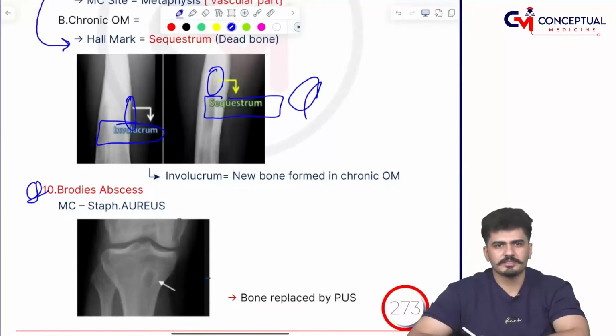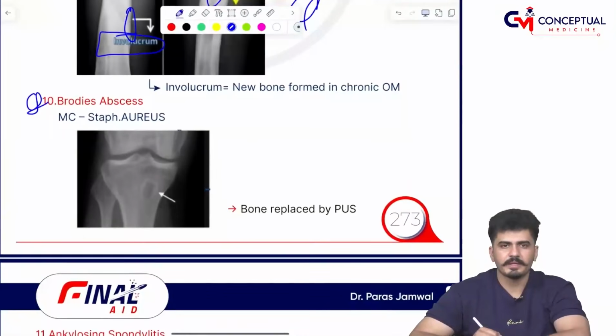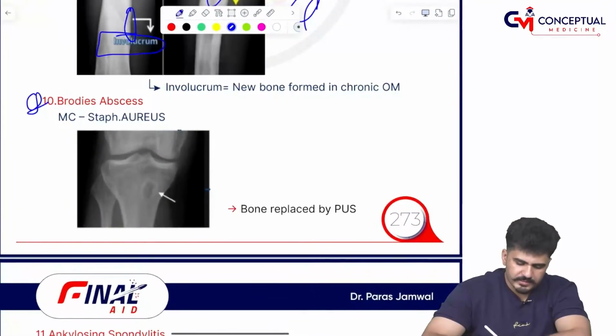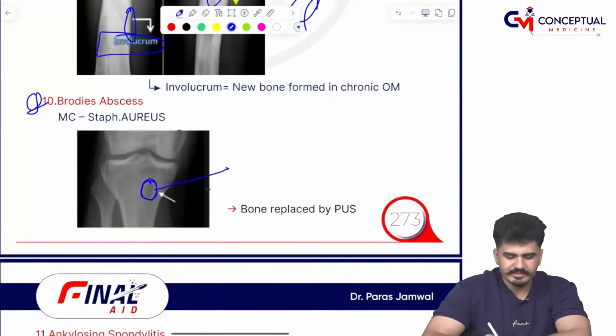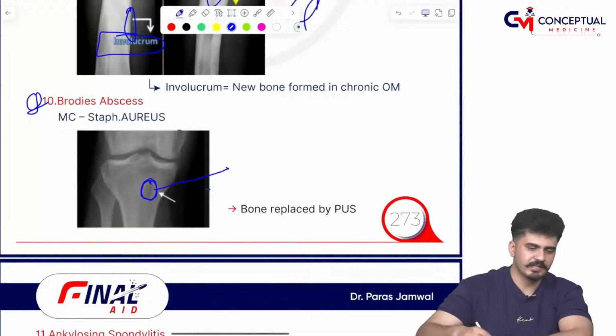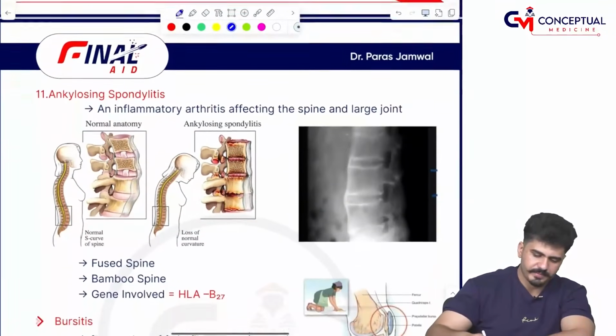Again, an infective organism, Staphylococcus, is coming. It is causing pus, and the pus is looking gray inside the bone. You can very well see this area. The gray area inside the bone is Brodie abscess.